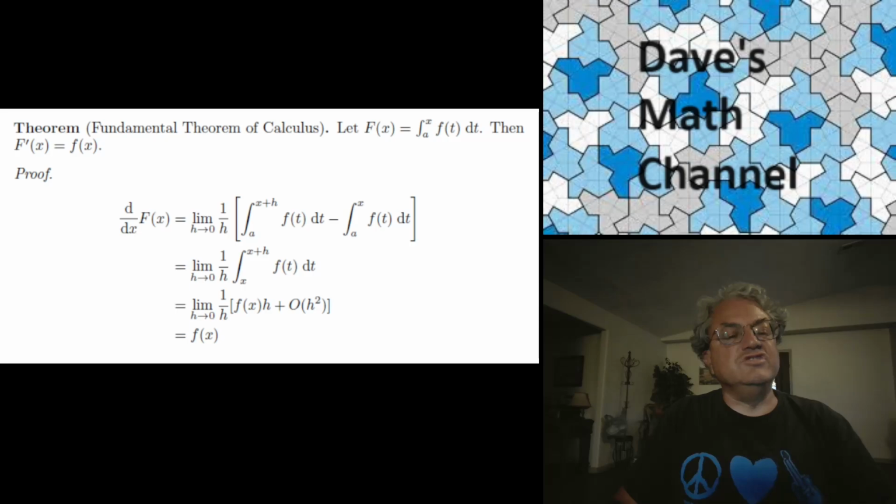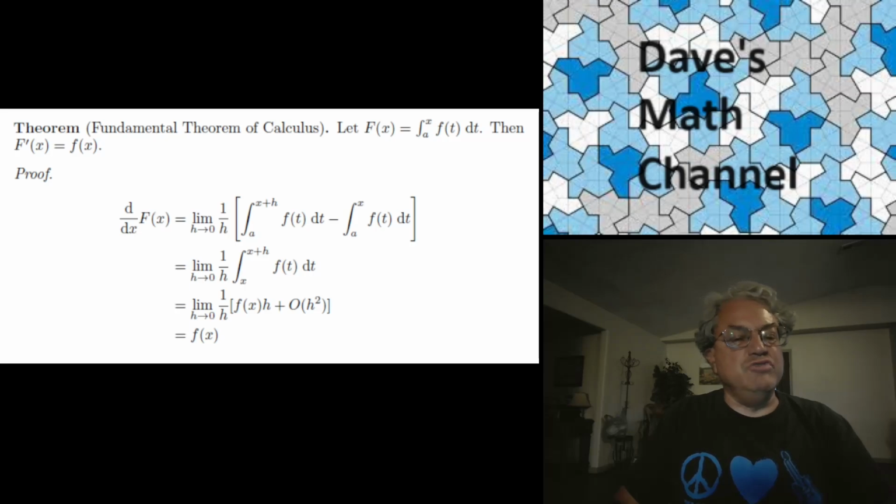We take the difference, and that's just equal to the definite integral from x to x plus h of little f of t, and we're dividing that by h. And technically, this integral, on the second line, is equal to little f of x times h plus an error term. The error term turns out to be big O of h squared.